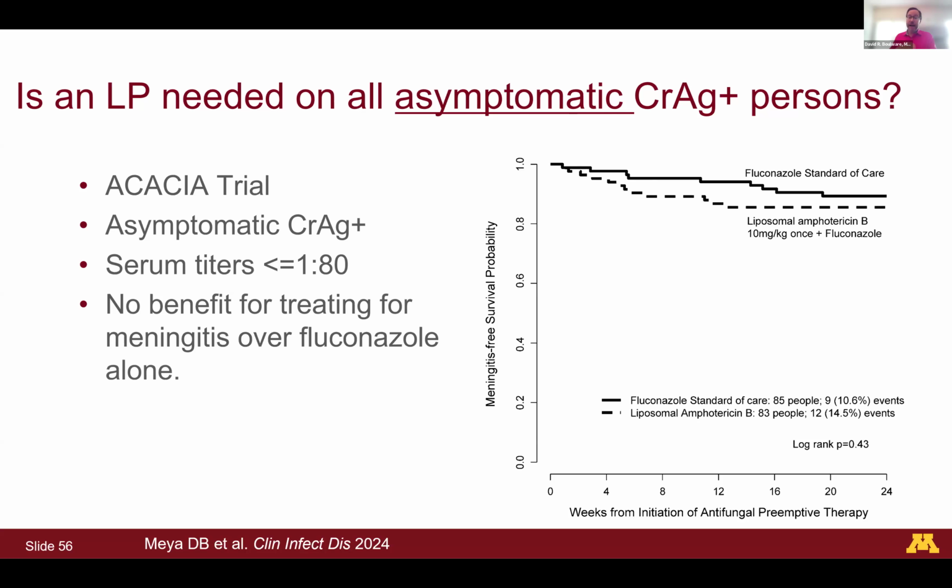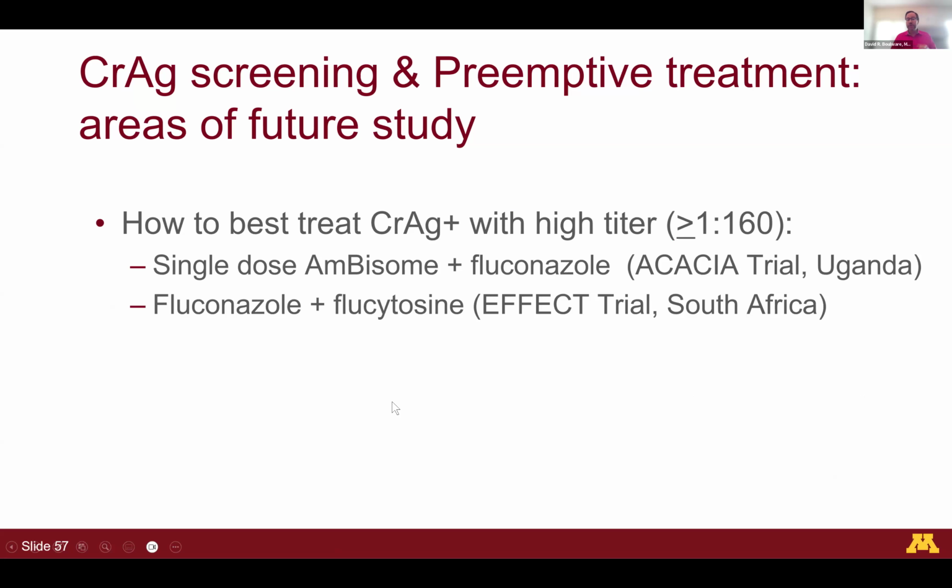That's not true if you have symptoms of meningitis, then you need to do LPs. Of course, you can't just say, oh, I've got a low titer, I can ignore it, because they could have something else in the CNS, so beyond just crypto. For people with high titers, it's unclear. These people do have higher mortality, and so it's a little bit unclear what to do with them. There are 2 trials ongoing. One is giving adjunctive single dose liposomal ampho. Another is giving fluconazole and 5-FC in South Africa.